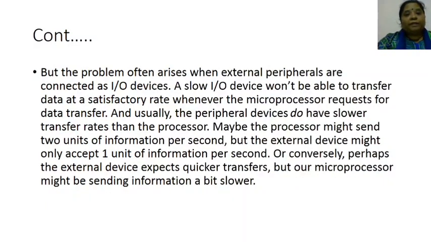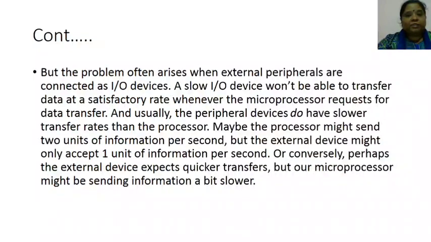But the problem often arises when external peripherals are connected as input output devices. A slow input output device won't be able to transfer data at a satisfactory rate when the microprocessor requests for data transfer. And usually the peripheral devices do have a slower transfer rate than the processor. Maybe the processor might send 2 units of information per second, but the external device might accept 1 unit of information per second.